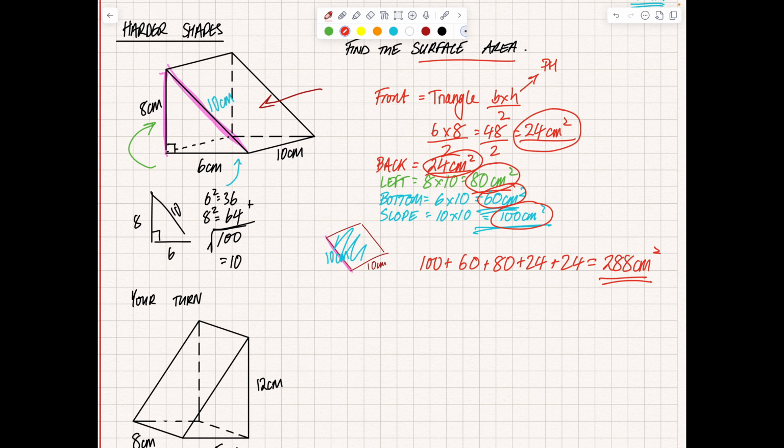So all your faces added together, you now only have 5 faces. 2 of them are triangles. Do not forget to do base times height divided by 2. If you are given a question where you've actually been given that side and you need to find another, for example, you're still going to use Pythagoras, but you're going to subtract instead of adding.